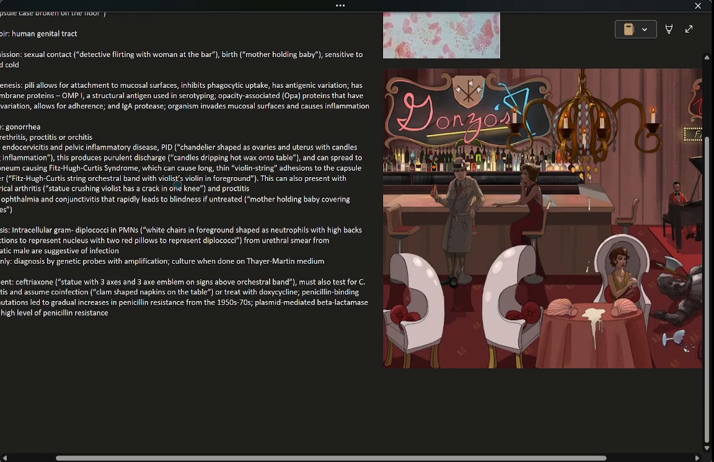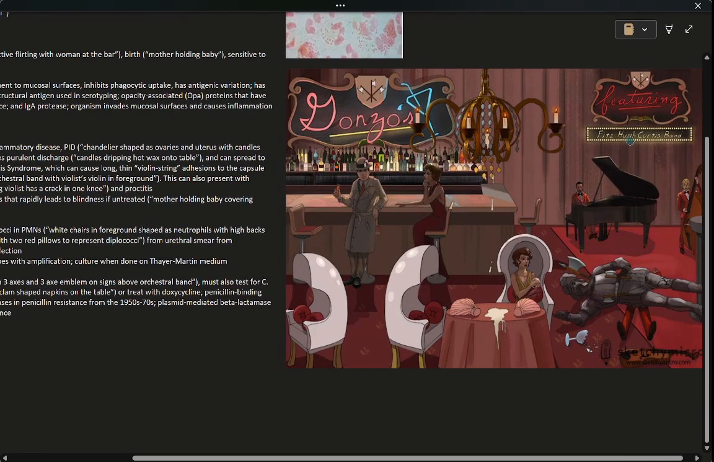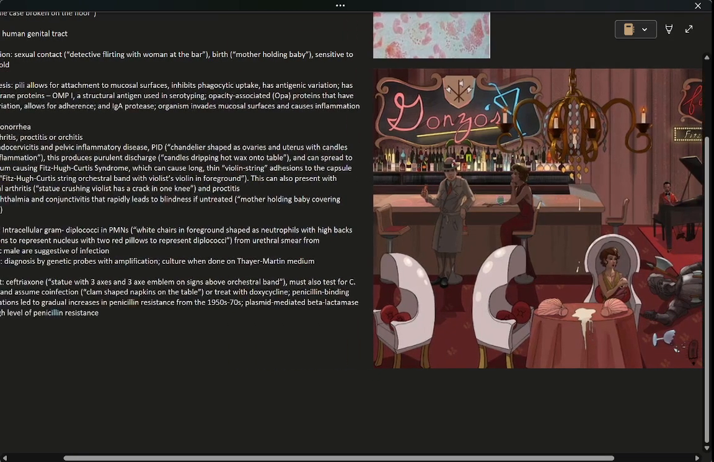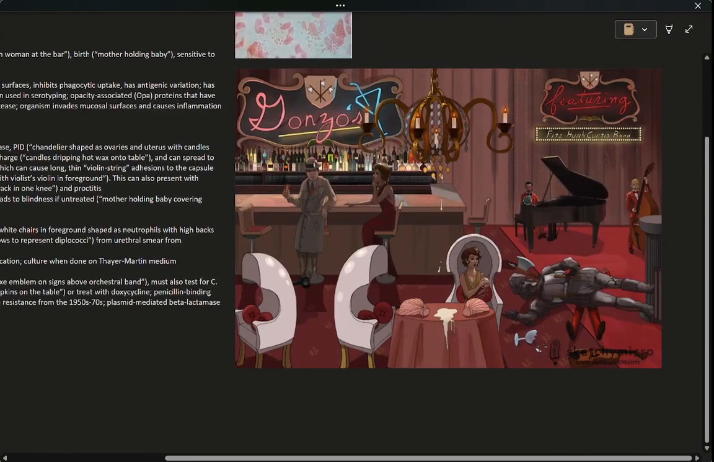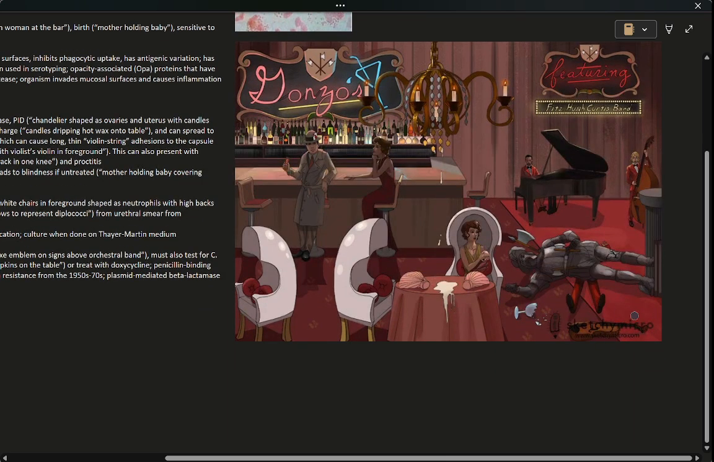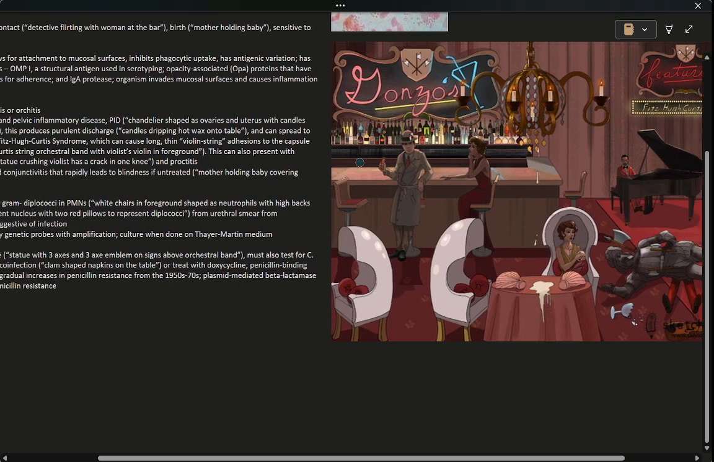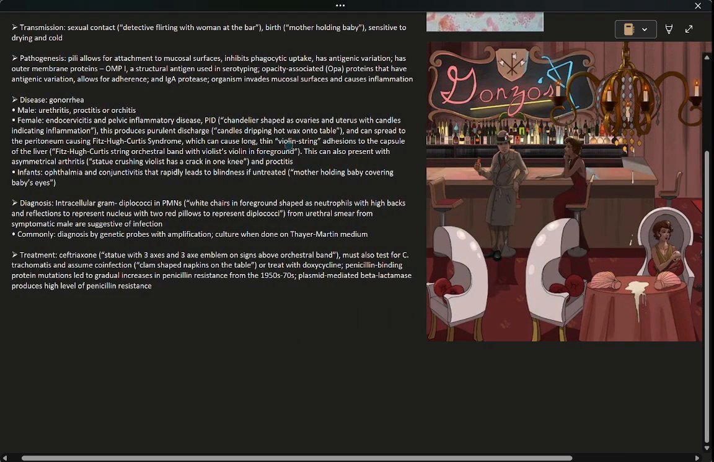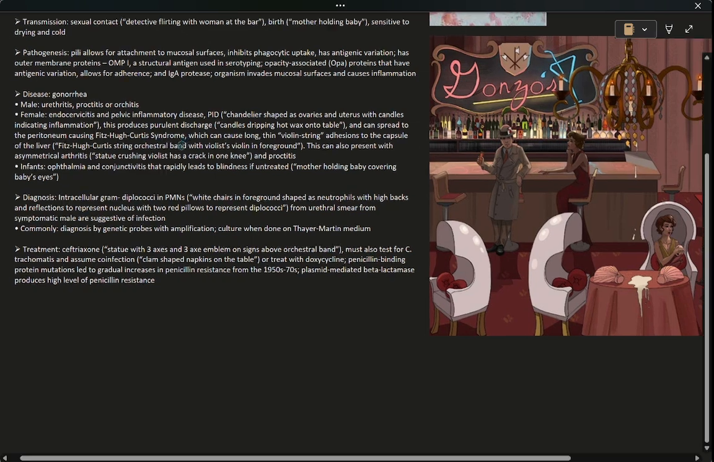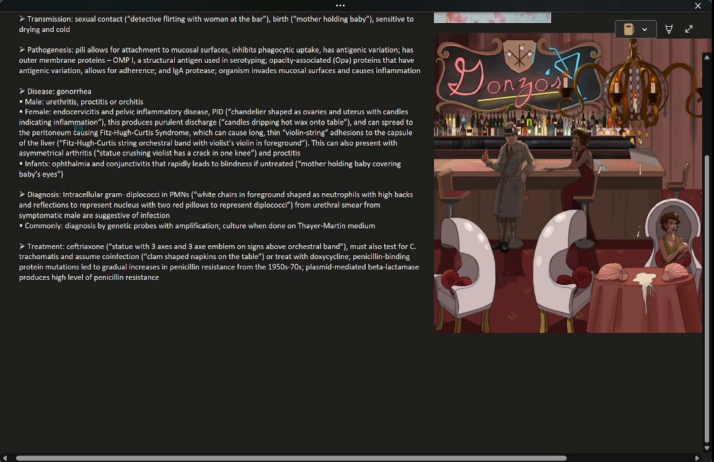I should have said violinist, not violist. Anyways, here's the Fitz-Hugh-Curtis band. And in the background it says that there should be a violin somewhere. I don't see it from here, but just at least, oh yeah, here it is. There should be a violin in the background right over here. So that helps you remember the violin-string adhesions to the liver capsule, and also how that is one of the main findings in the Fitz-Hugh-Curtis syndrome. And again, this is due to the spread of the infection by the gonorrhoeae to the peritoneum.